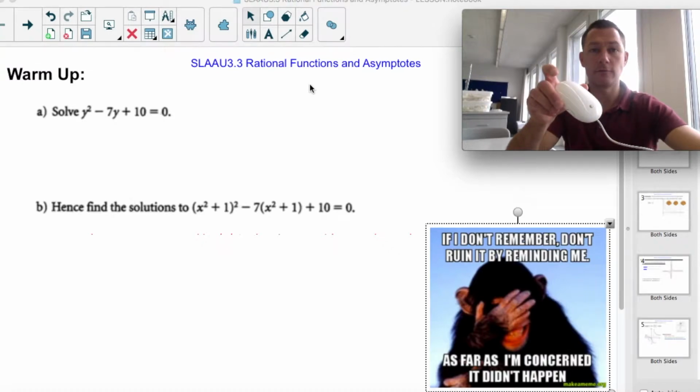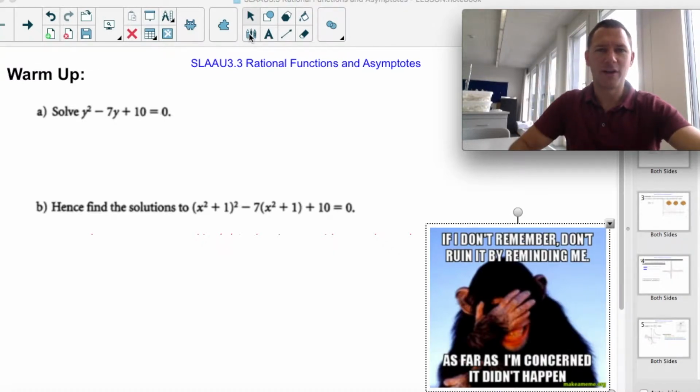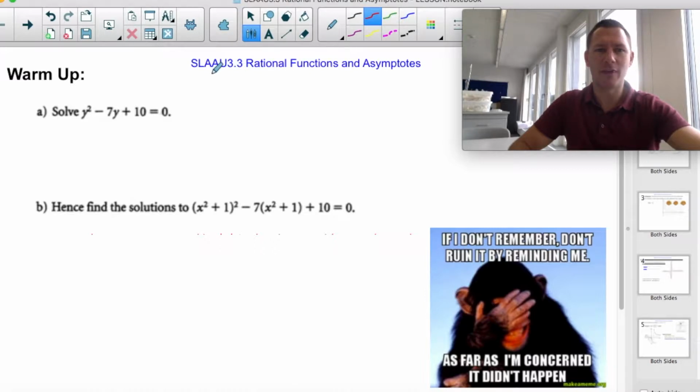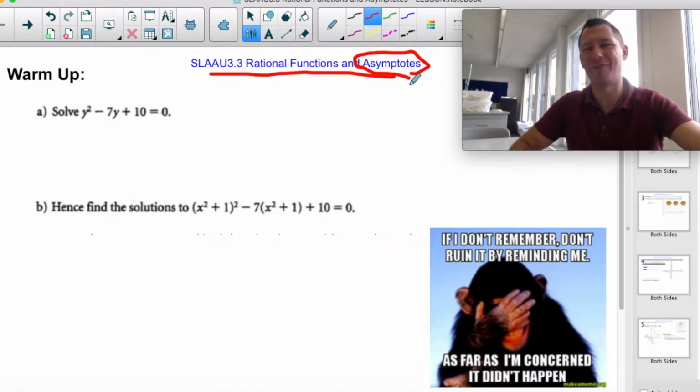I caught a mouse. All right, we are checking out the next part, which is rational functions and asymptotes. It's one of my favorite words in math. That guy's an asymptote. I slipped on the ice and fell on my asymptote. Let's try a little warm-up just to keep it fresh.